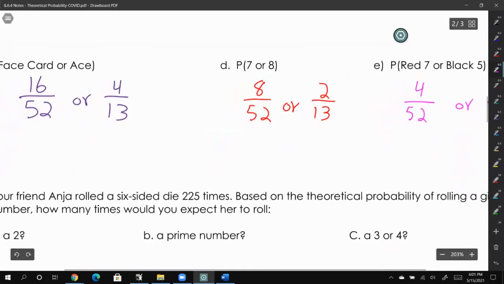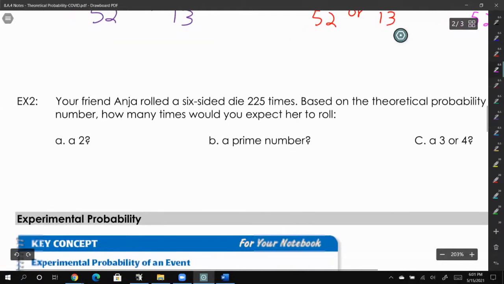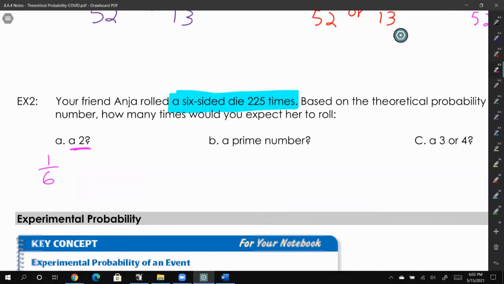Now down here, we're going to use the probability for dice, but also apply it to see how many times an event should occur if we were to roll the dice 225 times. So if we think about rolling a 2, the probability of rolling a 2 is 1 out of 6, because there's 1 2 on the dice out of 6 numbers. So the way we figure out how many times we should roll a 2, we take the probability of rolling a 2 and multiply it by the number of trials, or number of dice rolls.